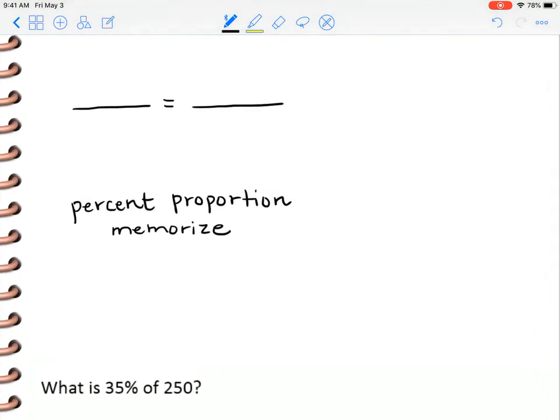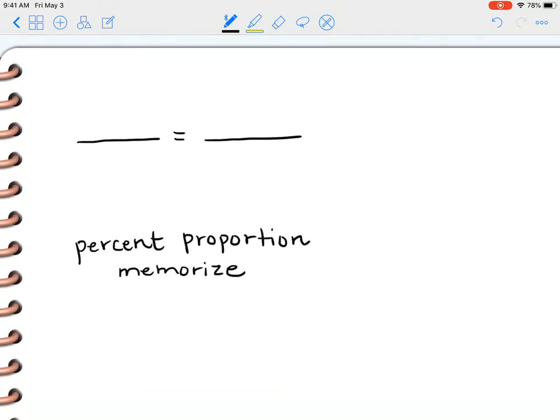And percent literally means per 100. So part of our proportion has to be 100. That's what the word percent means. So 100 is constant. It will be in every single one of these problems. On top of the 100 will always be the percent. If you know the percent in your problem, you'll set it up over 100. And then on the other side, we have always the part on top.